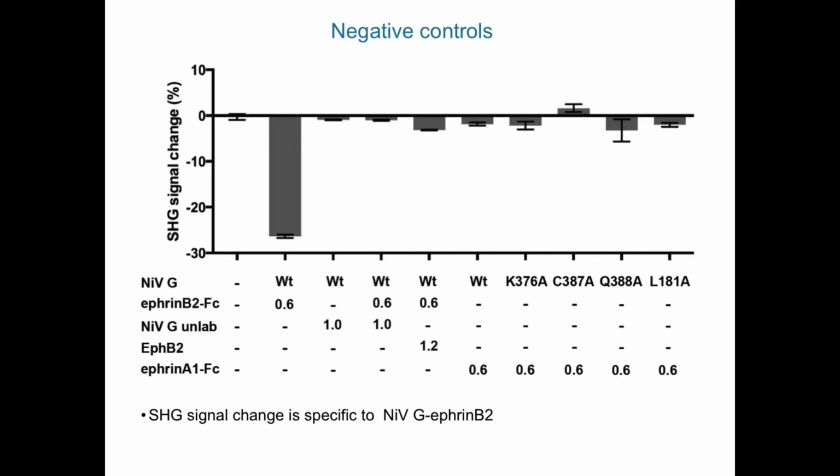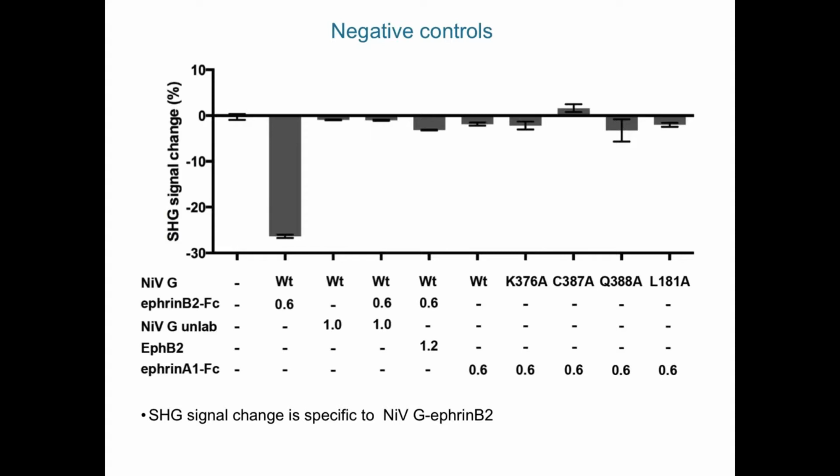Next, we showed that these changes are specific to the Nipah-G FNB2 interaction in a series of negative controls. FNB2 was incubated with unlabeled soluble Nipah-G prior to addition to SHG-labeled Nipah-G containing wells. This resulted in minimal signal change. This means that there was competition by unlabeled Nipah-G for FNB2 binding.